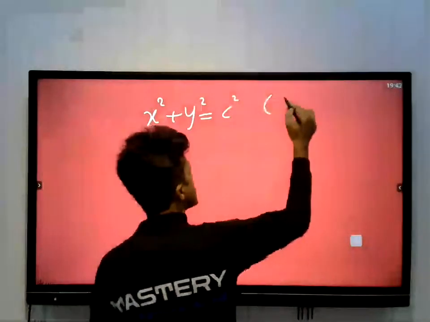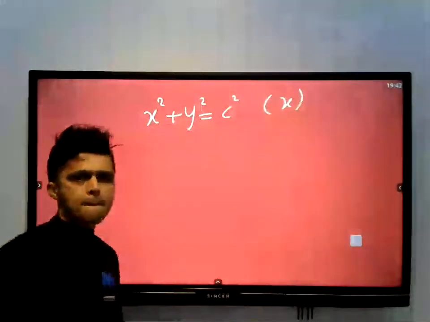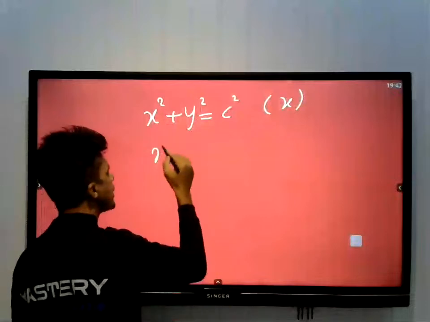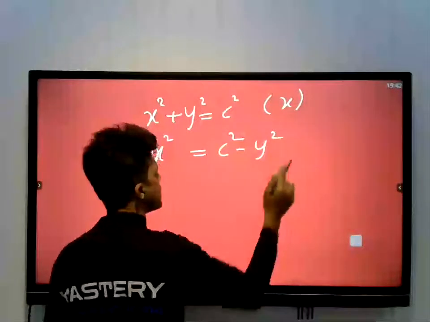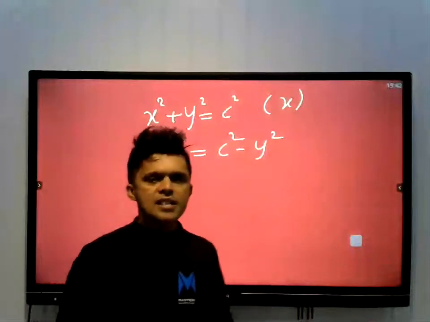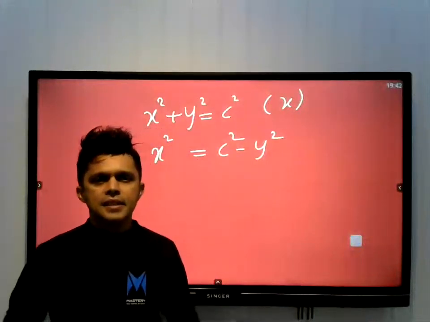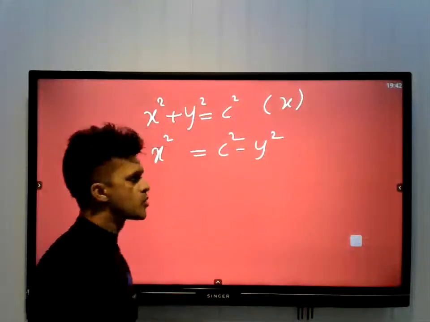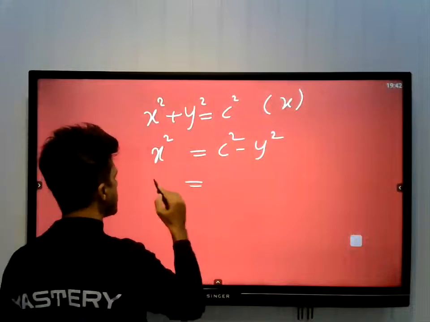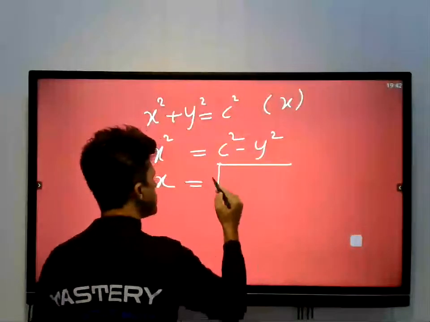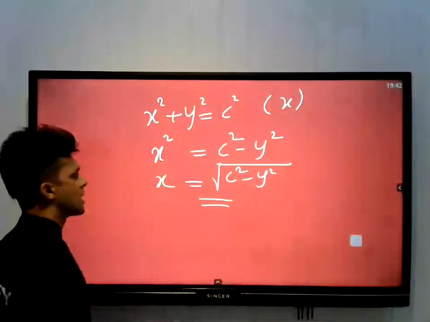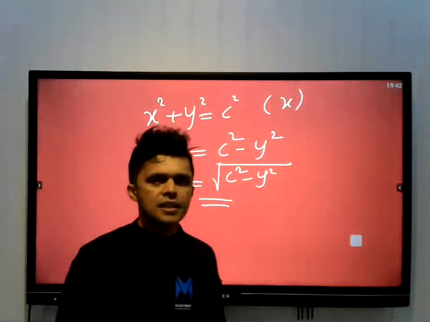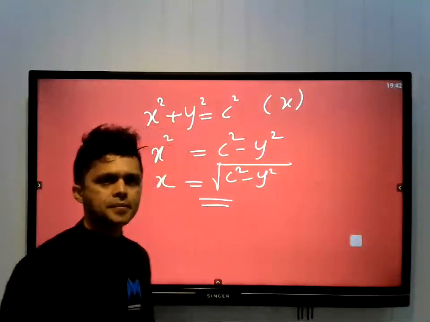So we need to write the term x as the subject, right? So x square equals c square minus y square. Now you know the way of writing the term x as the subject. So x equals the square root of c square minus y square. This is the way of writing the term x as the subject.